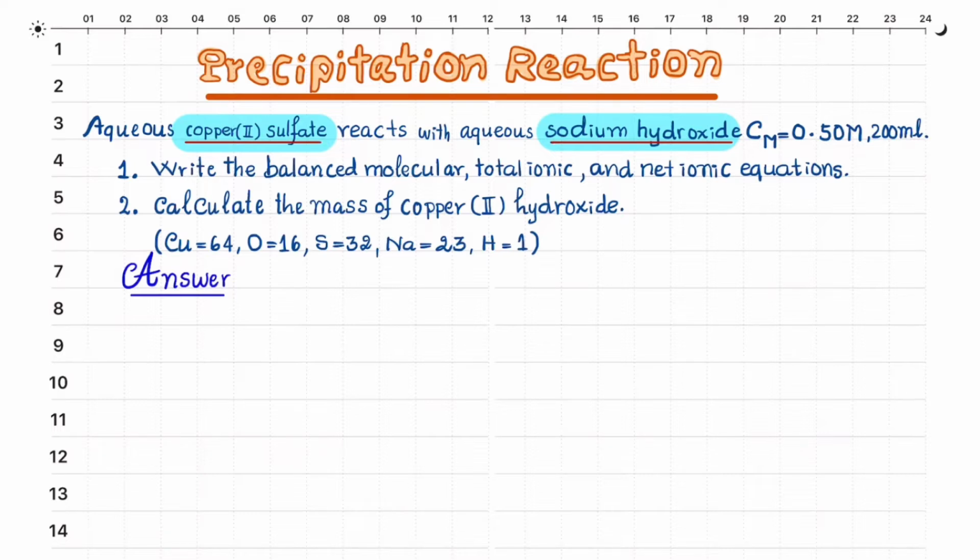Number one, write the balanced molecular, total ionic, and net ionic equations. Number two, calculate the mass of copper(II) hydroxide. This is a precipitation reaction.